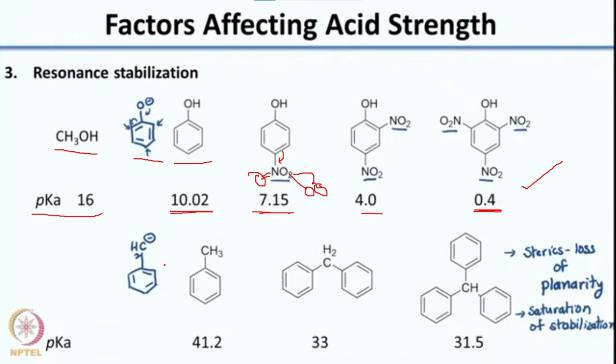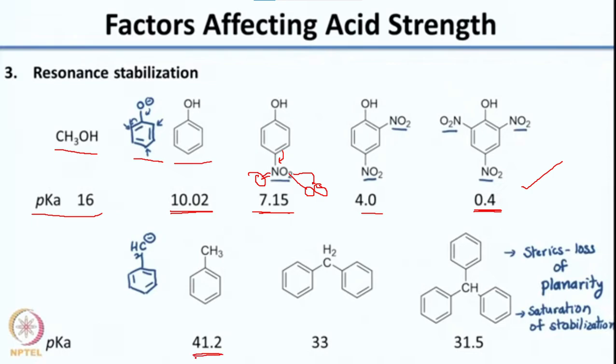Here you can see if a proton is abstracted from here, we will get a negative charge here, right? Then this negative charge will get stabilized by this aromatic ring through resonance stabilization. But this is an electron rich species, right? It is not that electronegative compared to the O minus here. That's why the pK value is higher in this case.